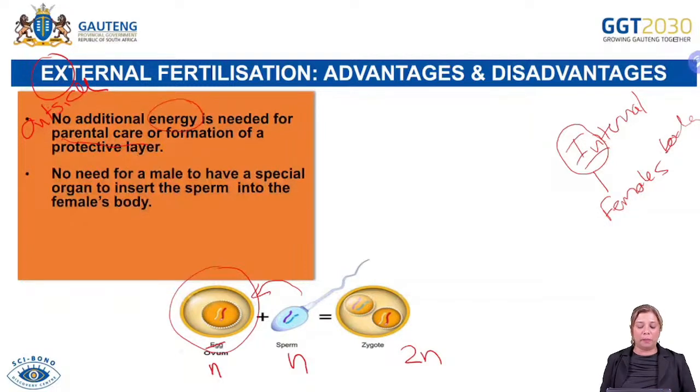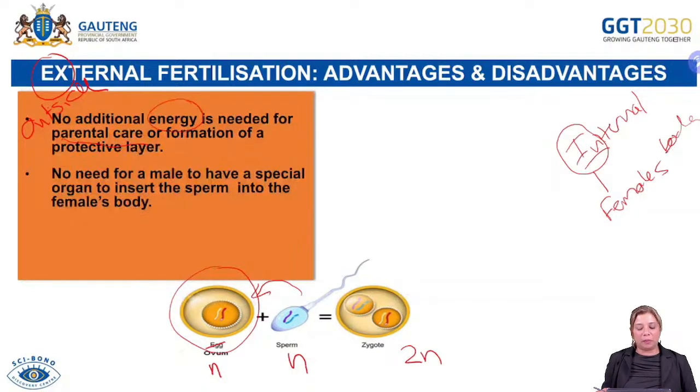There's no need for a male to have a special organ to insert the sperm into the female's body. I'm using the example of the fish because it's easy to remember. When you are remembering internal and external fertilization, you need to visualize an example in your mind. So in our case, we're going to use the fish as an example because it's easy to remember.